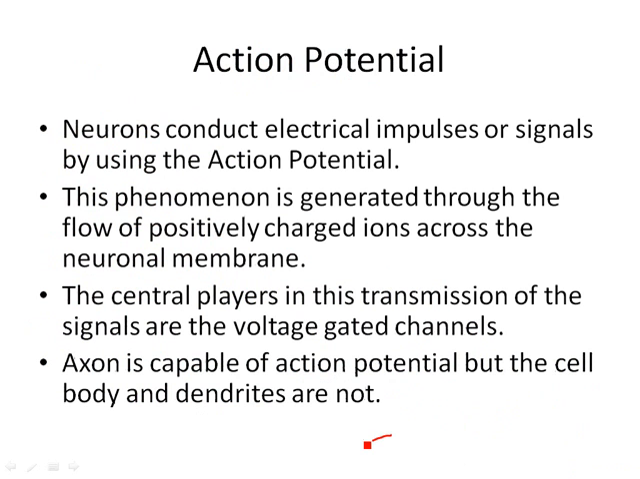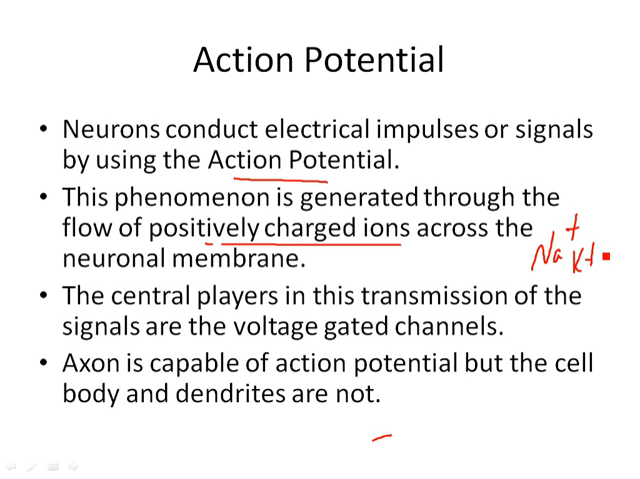So basically, a neuron will conduct this electrical impulse, or this signal, that we call the action potential. The way this happens is it's basically just a flow of positively charged ions, sodium and potassium, across the membrane, and they cause a charge. It's a lot like a battery, and I'm going to show you a picture of that and explain how that's set up.